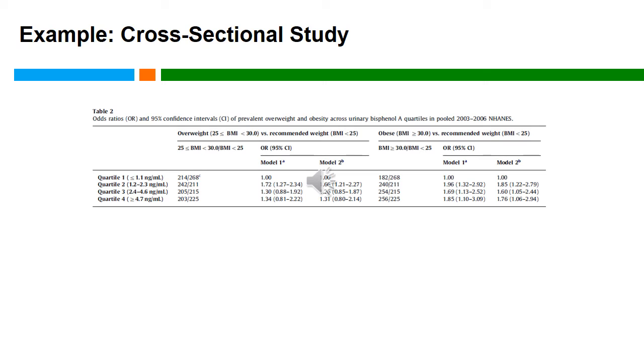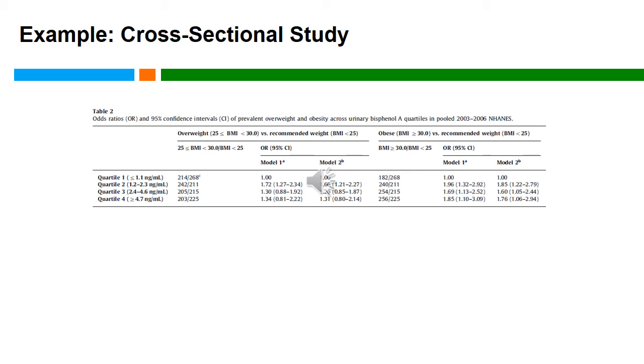So here are the results of their analysis. You can see that they've estimated the odds ratio here, which is analogous to the case control design approach to the analysis. They've categorized the exposure to BPA by quartile and used the lowest exposure as the reference category. If you examine the data on the right-hand side of the table, you'll see that there is a significant association between increasing BPA concentrations in urine and the odds of being obese compared to being the recommended weight.